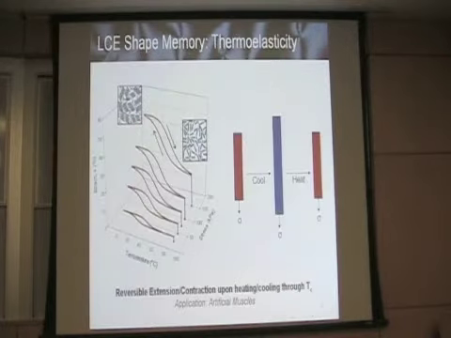There are two types of shape memory possible in these networks. The first is thermoelasticity, which takes place around the clearing point. If you think about a film of material and you heat it above the clearing point and apply a load, and then cool it below the clearing point, this material will elongate. If you heat it up again, it will contract. This reversible extension and contraction is directly coupled to mesogen order and is related to the stress applied to the material. You can imagine an application of such a material as an artificial muscle.